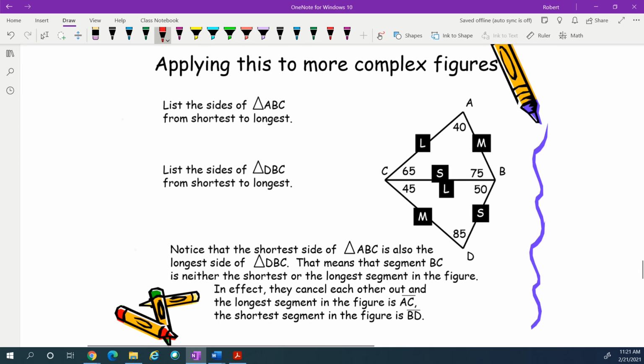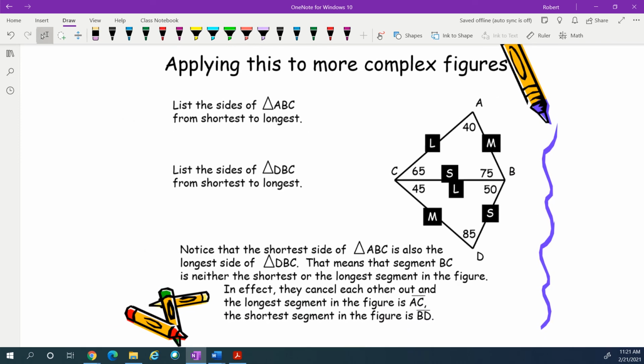And we kind of see that explanation here. In this case, the longest segment is AC and the shortest segment is BD. Okay, just for a little written out explanation.